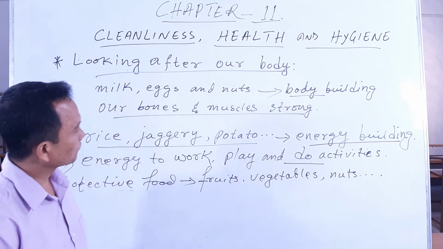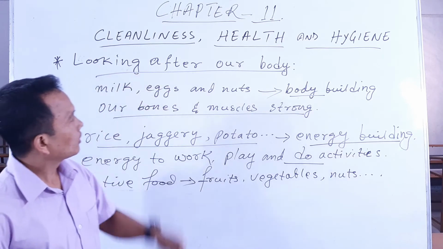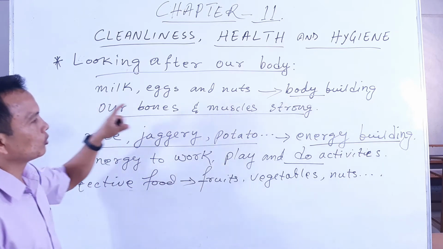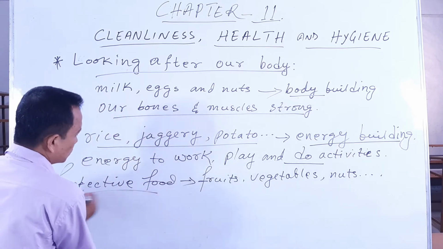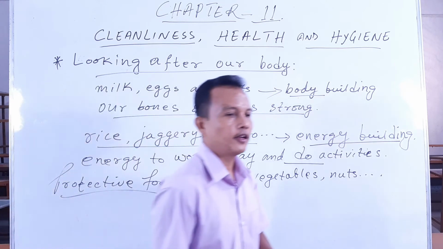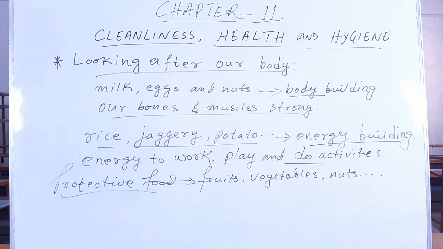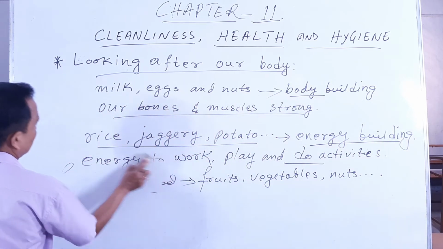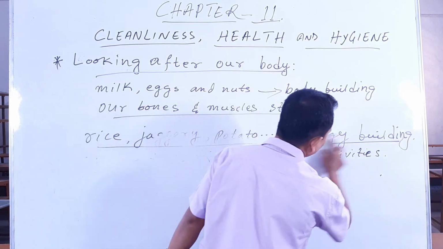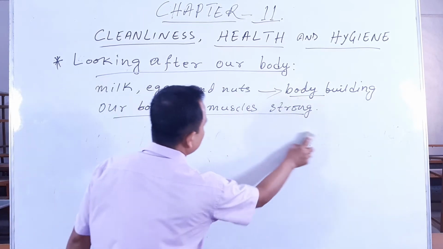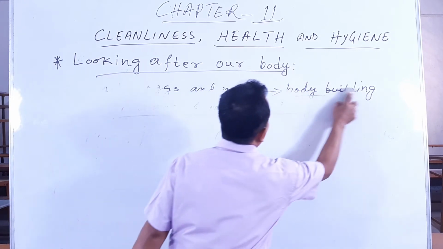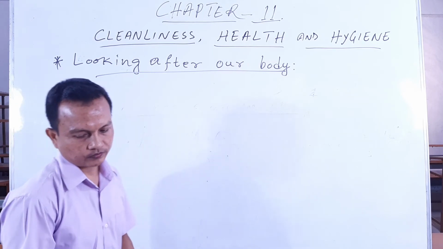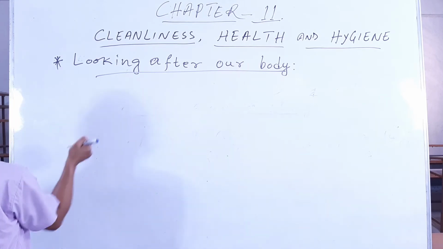Alright. Now, how can we take care of our body? All these things are important to know. Bodybuilding, energy giving and protective food. So these are very important in our daily life to get us health, hygiene and protection. Now let us come back to the point. What we must do to look after our body.